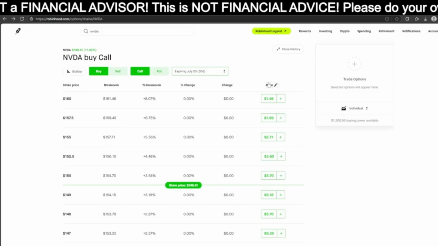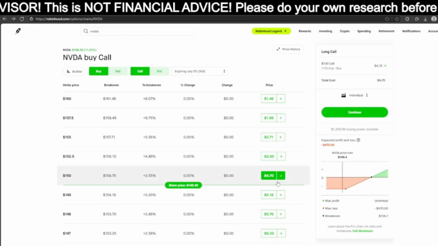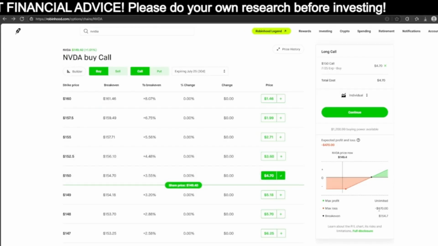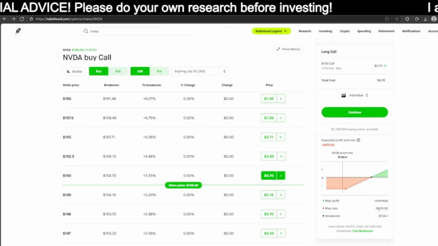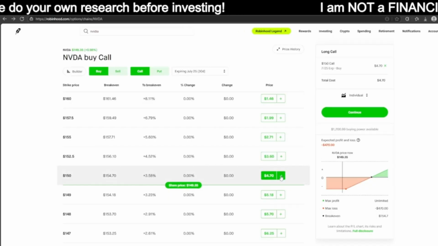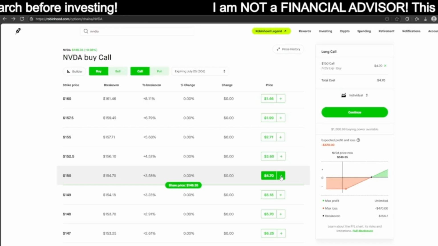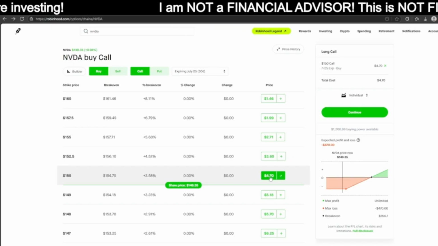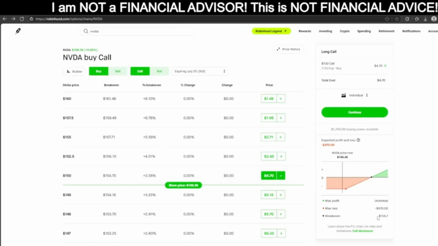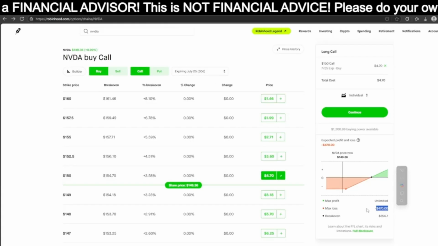Now, the price here that you need to understand, it's not going to cost me, for example, $4.70, as you'll see. It costs me $470 because this is the price you're paying for every share. And remember, options contracts trade in increments of 100. So $4.70 per share times the 100 shares is where you get the cost basis of $470.